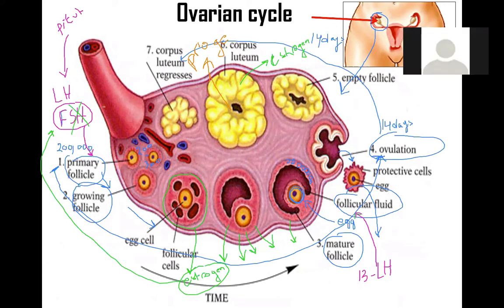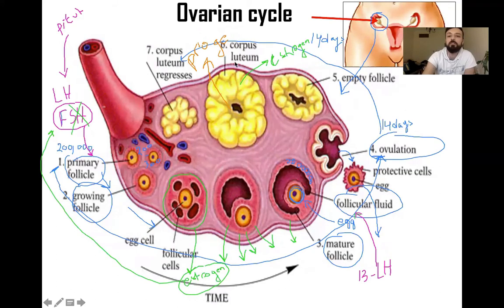LH leads first to the corpus luteum. Very good. Formation of a corpus luteum, release of the egg in a process we call ovulation, and then the corpus luteum will start secreting a new hormone other than estrogen, which is progesterone. So that's what happens when the corpus luteum dies.